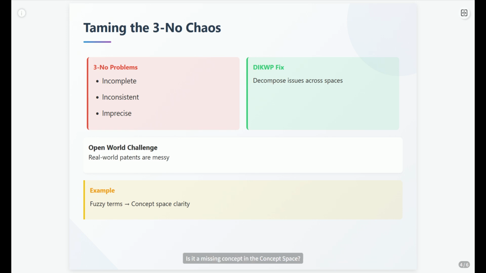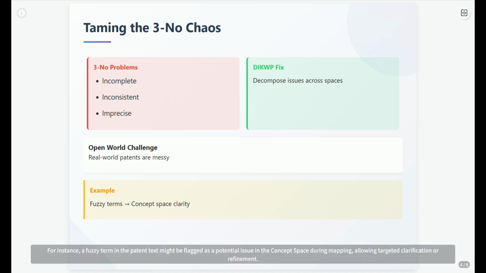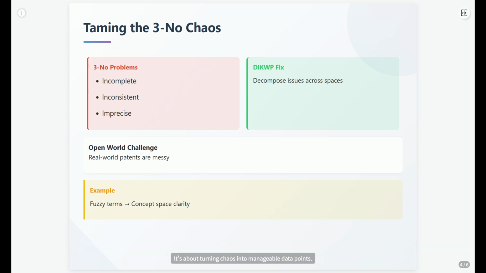Is it a missing concept in the concept space? A conflicting semantic interpretation? An unclear link in the knowledge graph? This granular view lets us tackle uncertainty systematically. For instance, a fuzzy term in the patent text might be flagged as a potential issue in the concept space during mapping, allowing targeted clarification or refinement. It's about turning chaos into manageable data points.